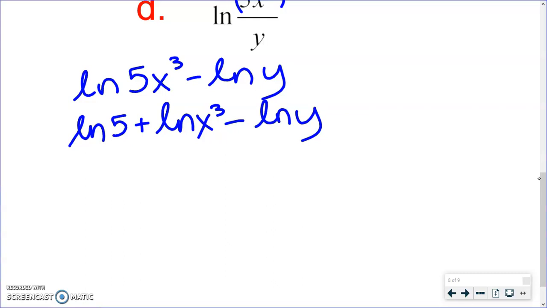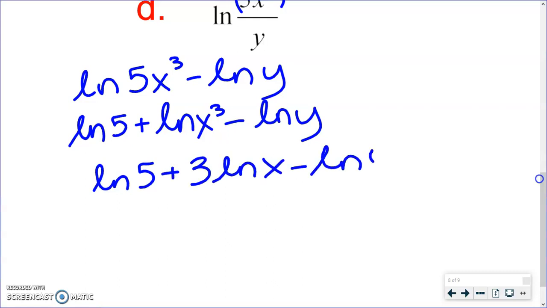All right, one more separate here. We've got natural log of 5 plus 3 natural log of x minus natural log of y.